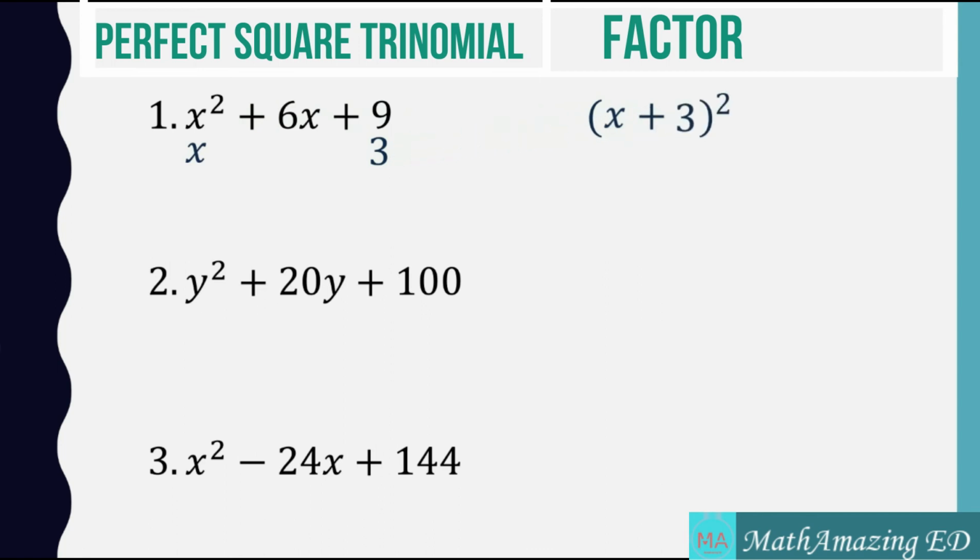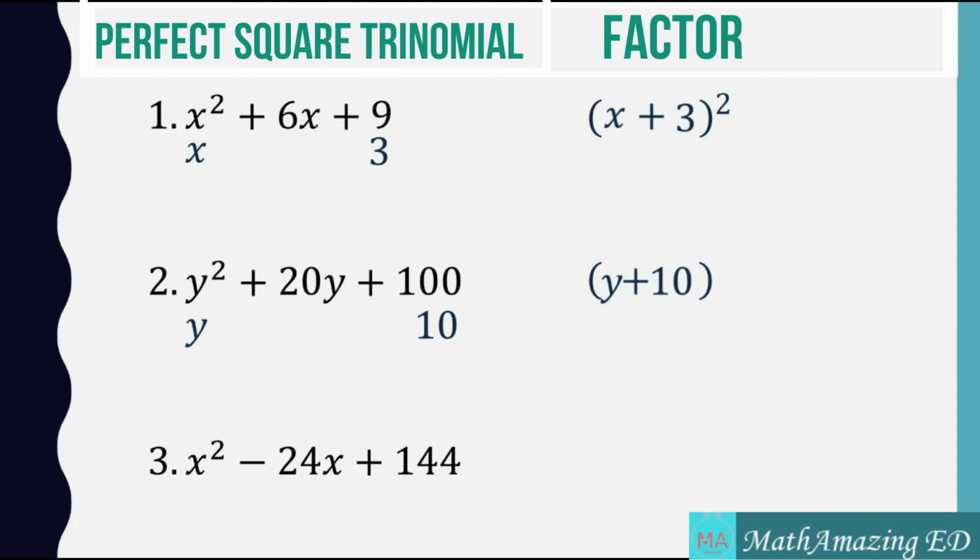For number 2, we have y squared plus 20y plus 100. So the square root of y squared is y, and the square root of 100 is 10. So getting the sign of the middle term, which is positive, we have the factor as (y plus 10) squared.